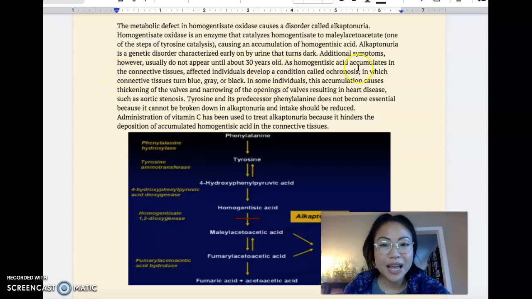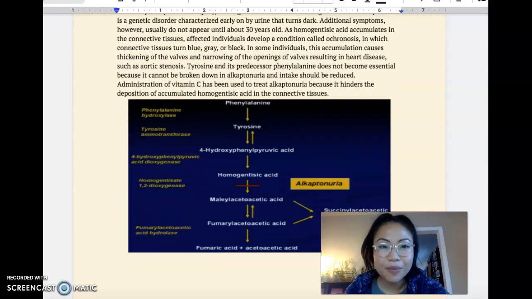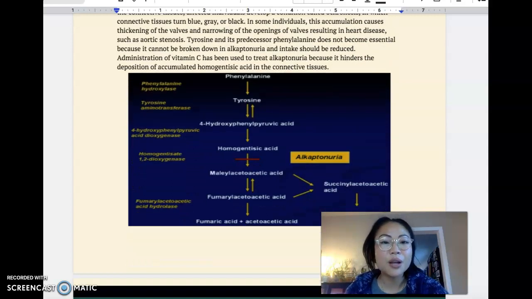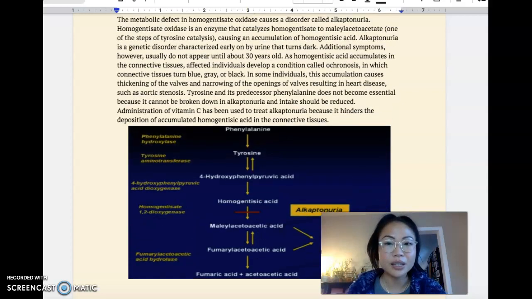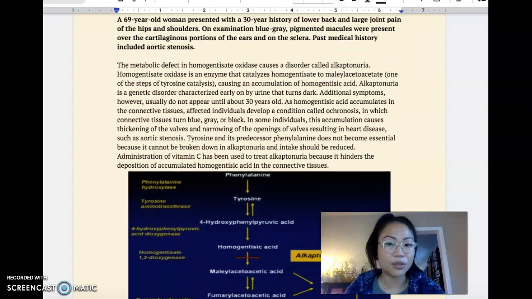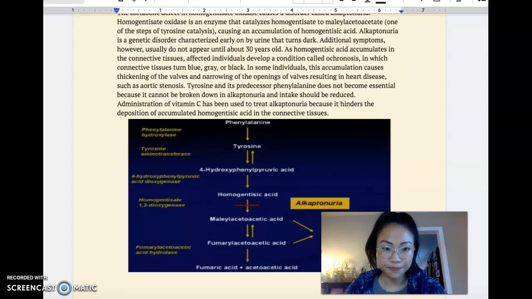As homogentisic acid accumulates in the connective tissues, affected individuals develop a condition called ochronosis, in which connective tissues turn blue, gray, or black. In some individuals, this accumulation causes thickening of valves and narrowing of the openings of valves, resulting in heart disease. That's why she has a history of aortic stenosis, probably because of this.